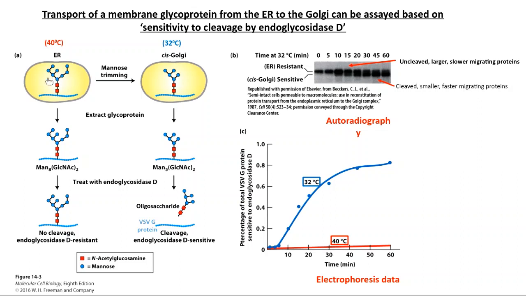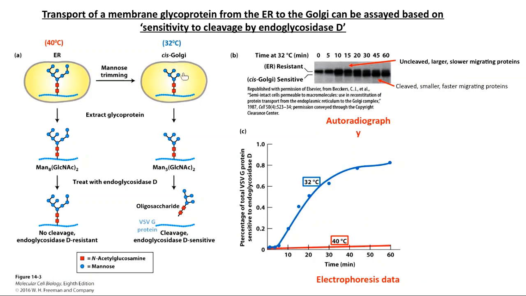So this is at 40 degrees centigrade. This is at 32 degrees centigrade. If we keep the temperature at the restrictive temperature of 40 degrees, all the proteins will remain in the ER. If we change the temperature to the permissive temperature, now the proteins can move to the cis Golgi.